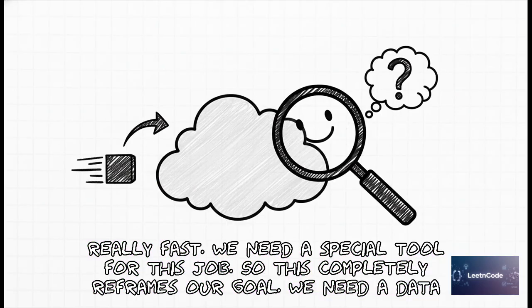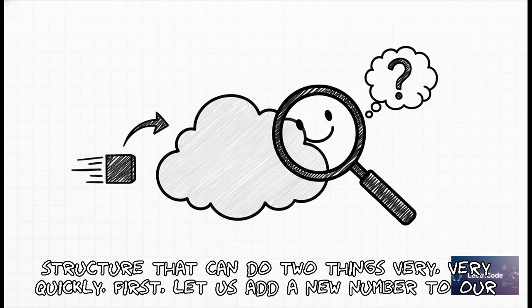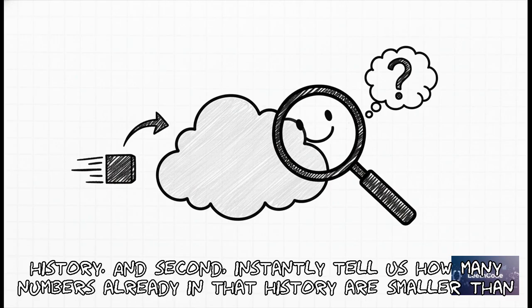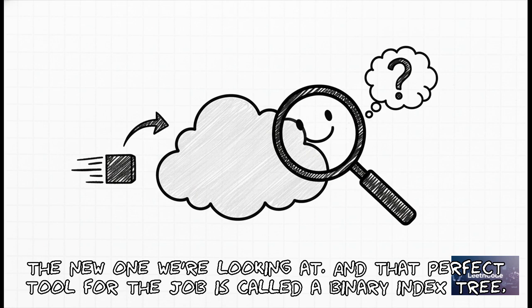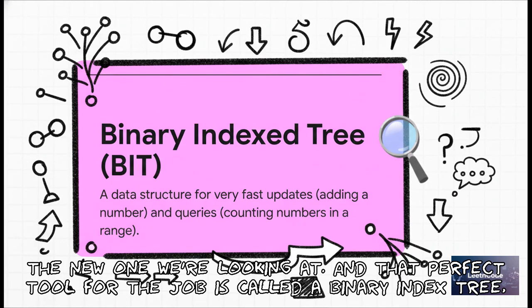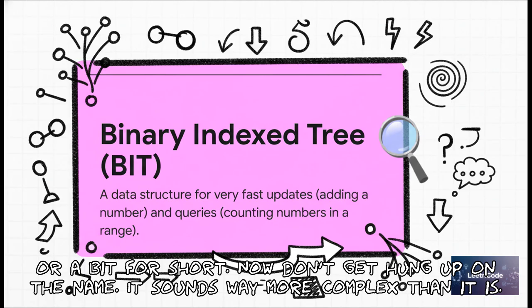So this completely reframes our goal. We need a data structure that can do 2 things very, very quickly. First, let us add a new number to our history, and second, instantly tell us how many numbers already in that history are smaller than the new one we're looking at. And that perfect tool for the job is called a binary index tree, or a BIT for short. Now, don't get hung up on the name.